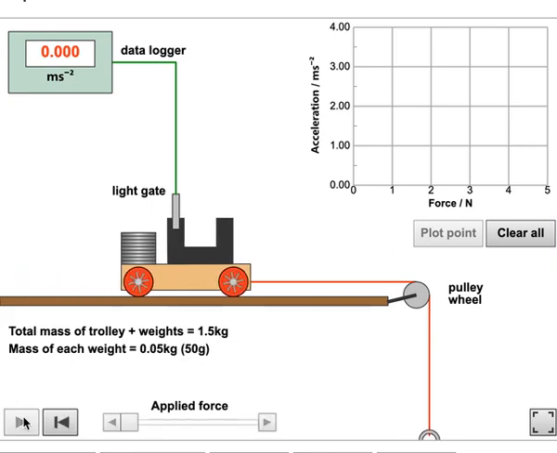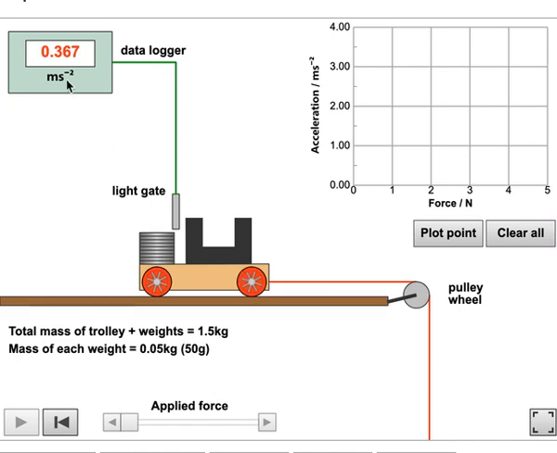Okay, so you can see it's accelerating through for that applied force. If you want to write down these results, you could have a go at this in a minute. The applied force there was 0.5 newtons, and the acceleration was 0.367 meters per second squared. And so you'd plot that point on your graph.